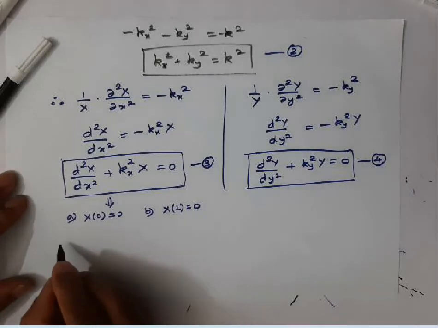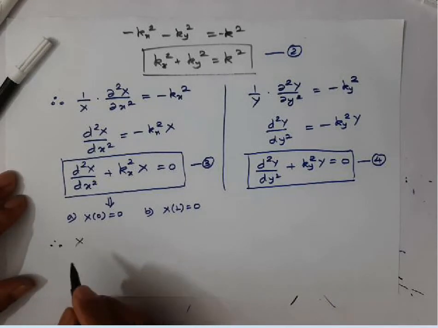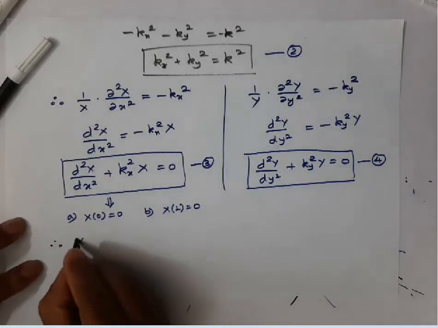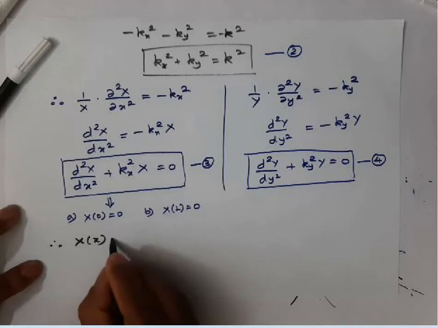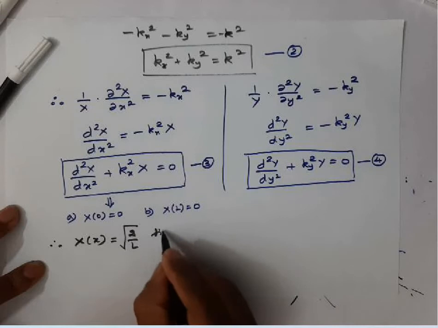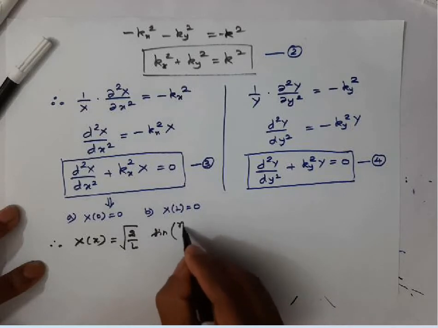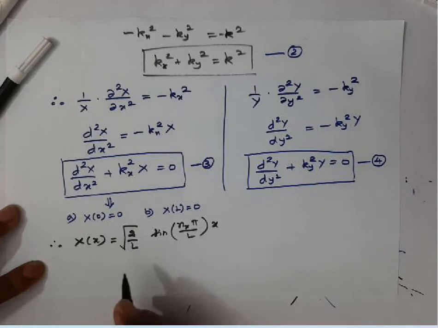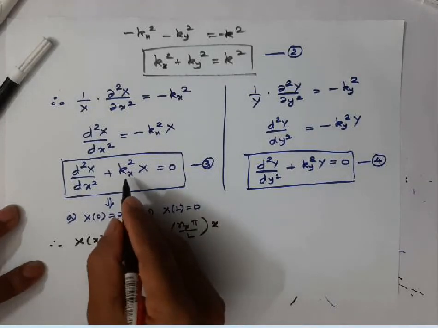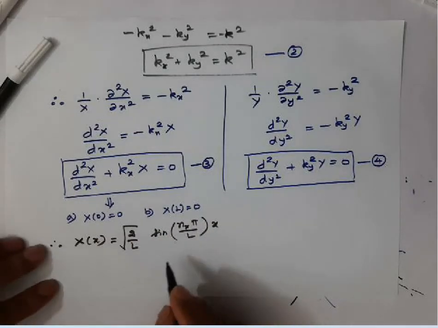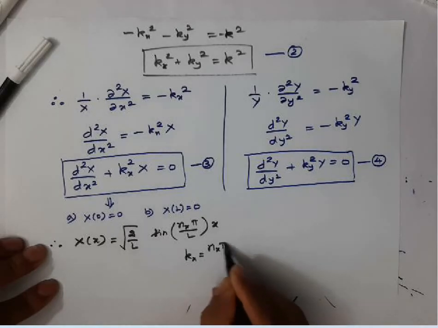So let me give the equation directly. Therefore the wave function which depends on the variable small x equals square root of 2 over L into sine of nx pi by L into x, where you get a quantum number nx. Here, if I put kx square in the equation, finally you will get, keep this in mind, kx should be equal to nx pi by L.